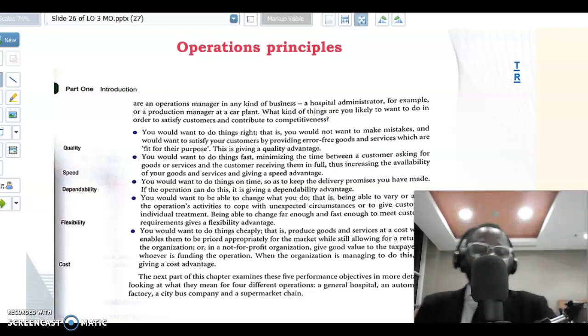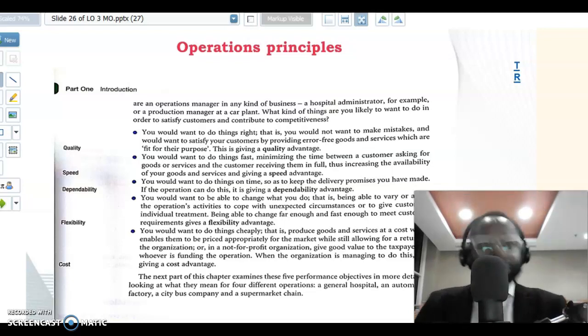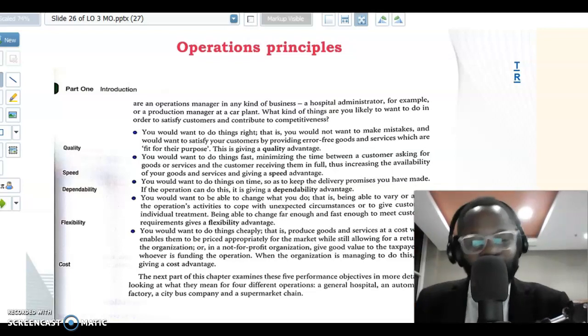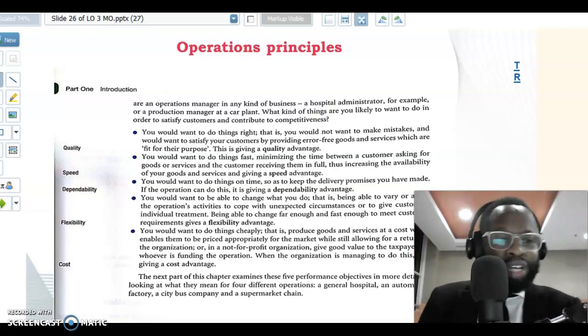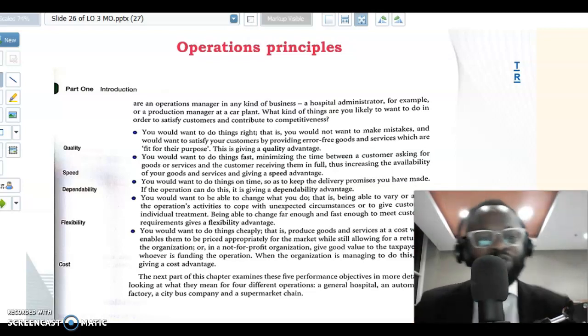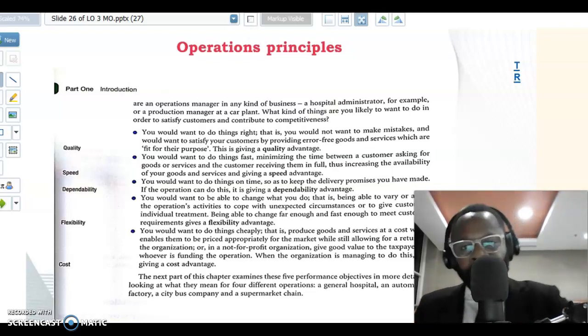And then there's cost, right? You have to manage cost. We know that's something we need to manage, right? Testing one, two, three. Quality, cost, speed, dependability, Nigel Slack operations principles.